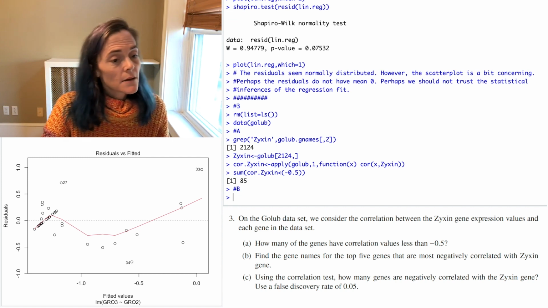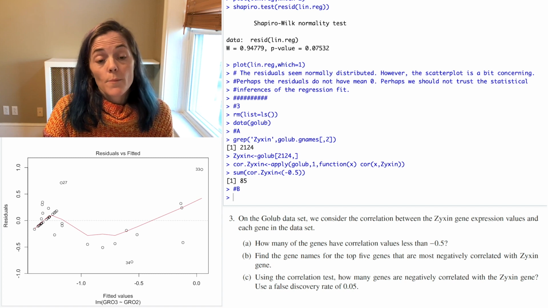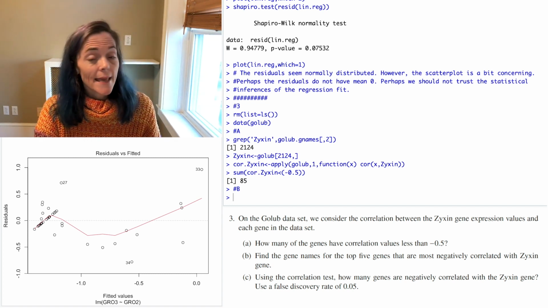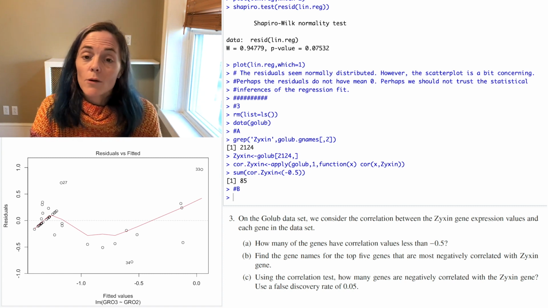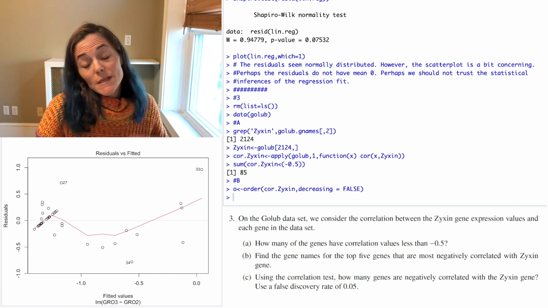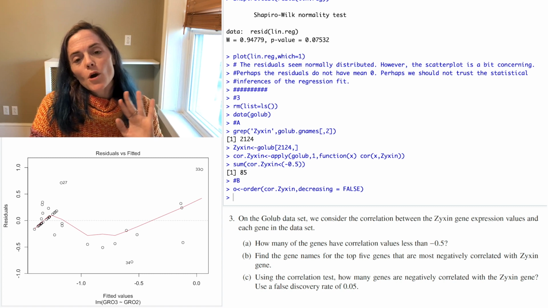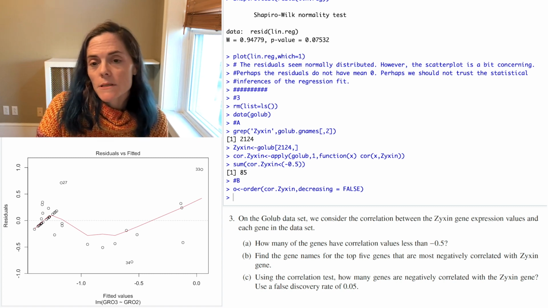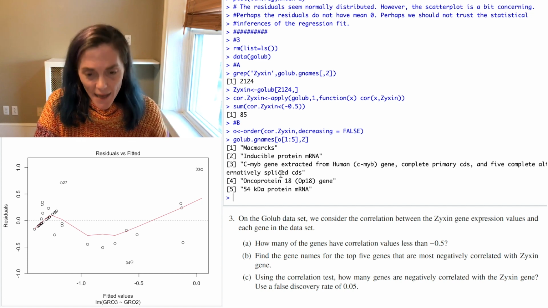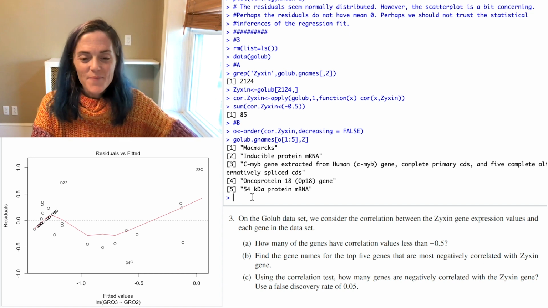Letter B. We want the gene names of the top 5 genes that are most negatively correlated with the ZYXIN gene. Okay, we can order this vector where the smallest values are at the beginning, and then we go to the Golub.gnames second column to pull off the gene names for the first 5. Okay, here they are. 1, 2, 3, 4, 5.